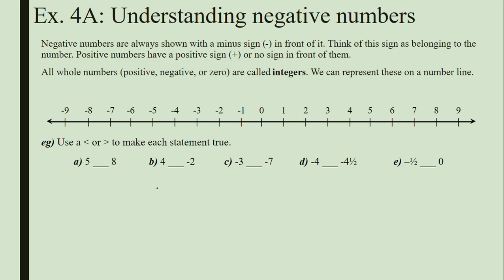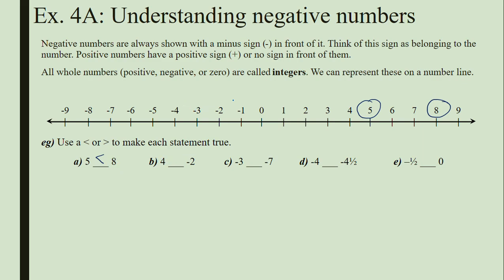So we want to make each of these statements true using a less than or greater than. The first statement is 5 smaller than or larger than 8. Well, we can look at our number line if you really need. Okay, 5 here is less than 8. Okay, it's listed as a smaller number. Numbers get smaller as we move towards the negatives and larger as we move towards the positives. Okay, so that's how we decide whether a number is smaller or larger. That's a nice easy one to start.